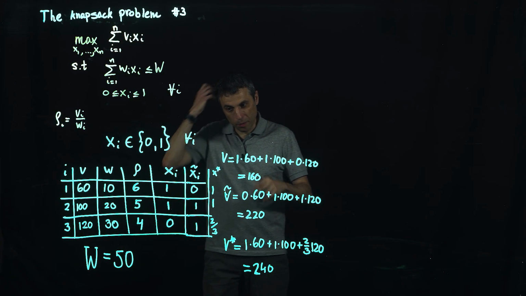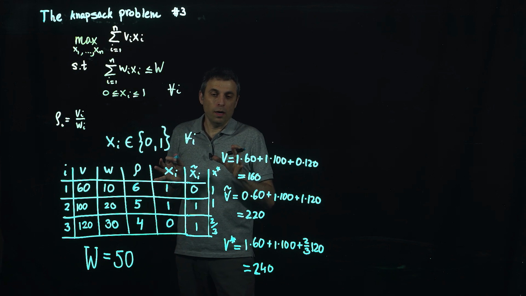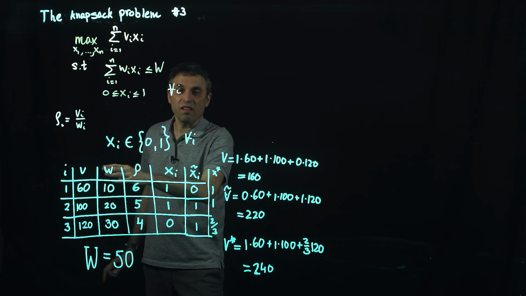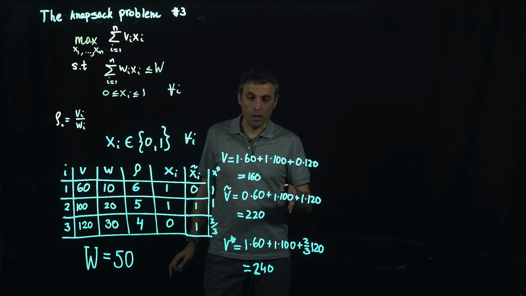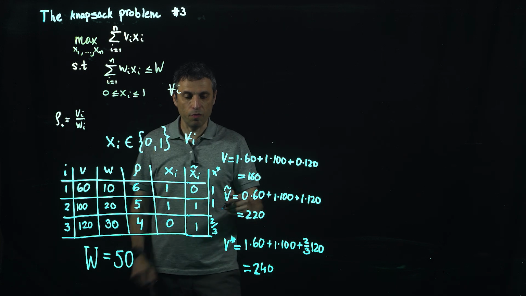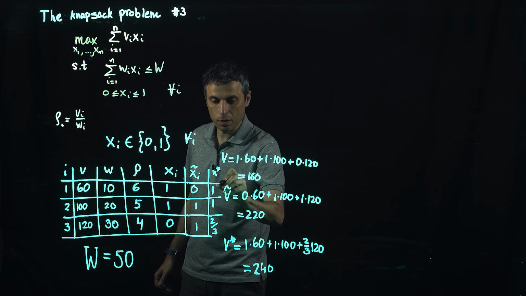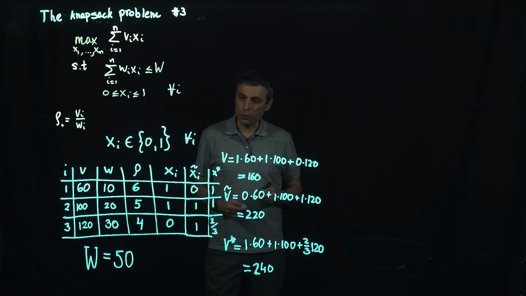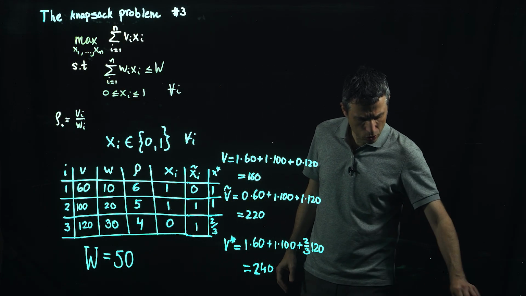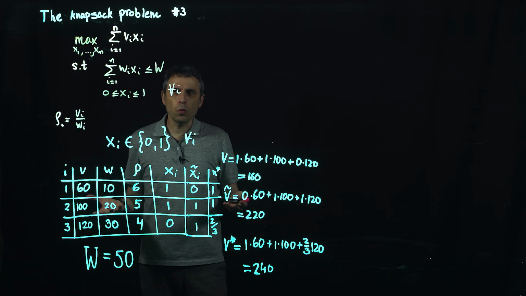Okay, so keep in mind that the greedy algorithm is guaranteed to give you the best when it's a fractional knapsack problem. So you can take, in this example, 2/3 of the item number 3. Okay, here that's the x star. Okay, very good.